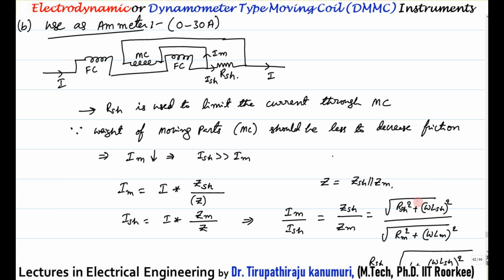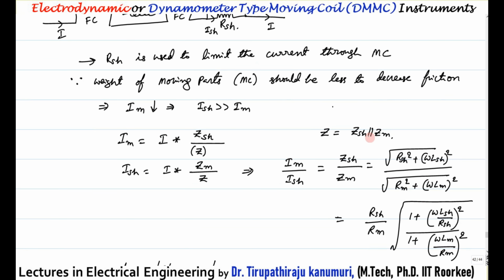When you substitute the value, ZSH is nothing but the square root of RSH squared plus (omega LSH) squared. L is the inductance of this shunt, so let us assume the inductance of the shunt is given by LSH. Similarly, for the moving coil, Rm is the resistance of the moving coil and Lm is the self-inductance of the moving coil, giving (omega Lm) squared. I am just taking RSH outside and Rm outside. When you do, this becomes (omega LSH by RSH) and this becomes (omega Lm by Rm), whole squared.